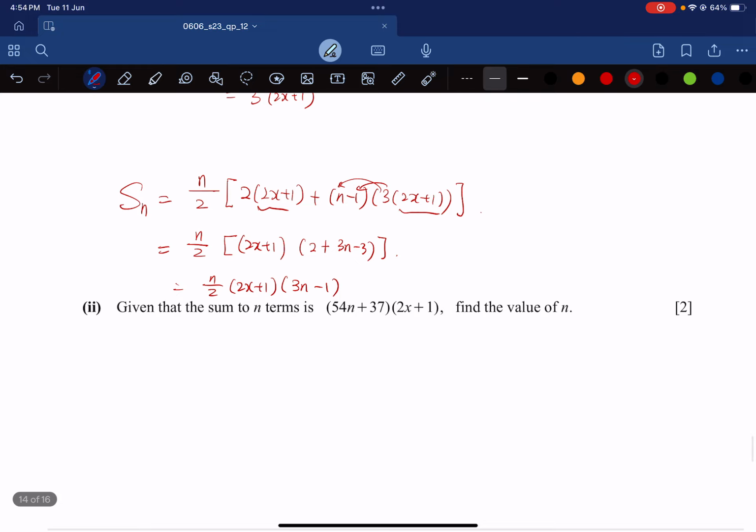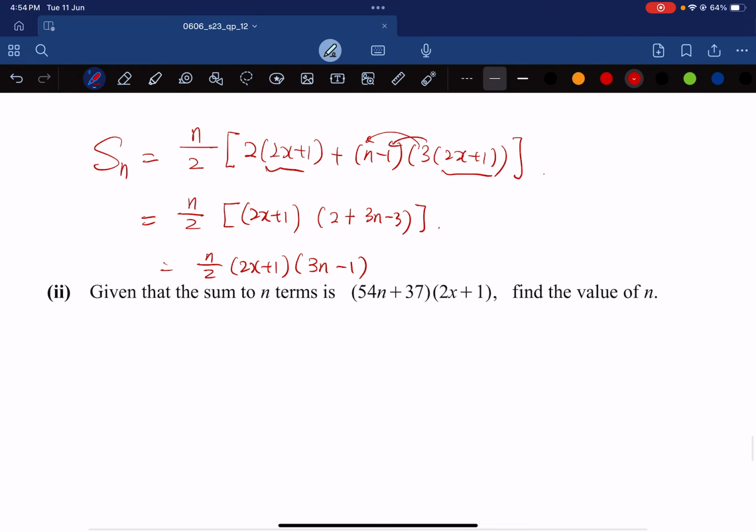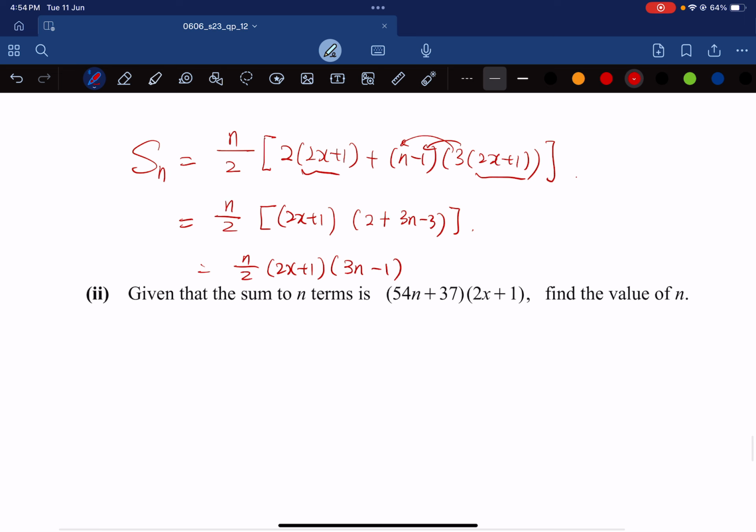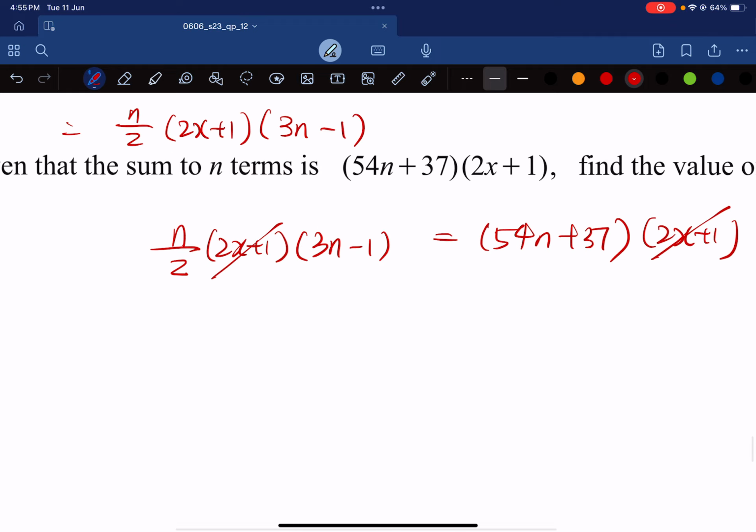Given that the sum to n terms is also this, find the value of n. So n over 2 times (2x plus 1), this is what we found in part 1, should equal to this one given in part 2. Since this is not 0, we can cancel them, right?